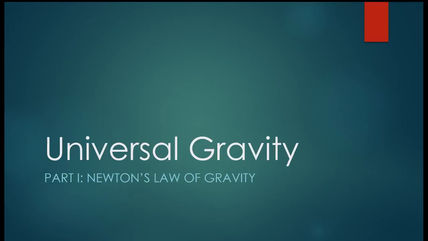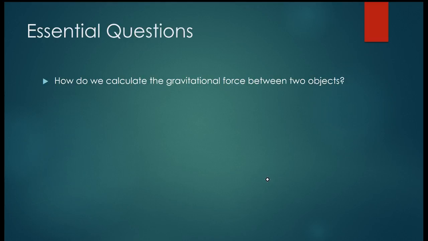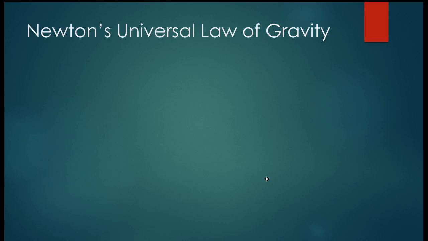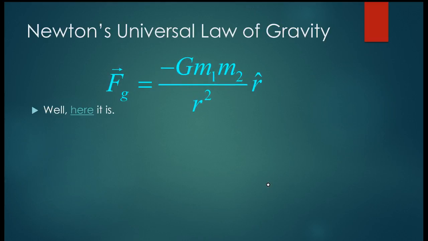Okay, welcome back everyone. In this series of videos, we're going to be talking about the universal law of gravity. We're going to start with Newton's law of gravity. What we want to figure out in this segment is how we can calculate the gravitational force between two objects. Newton's universal law of gravity simply states that the gravitational force is equal to the product of two masses m1 and m2 divided by the square of the distance between them.